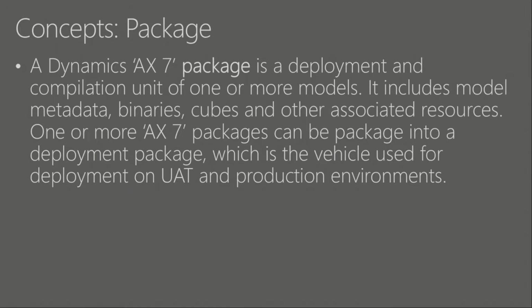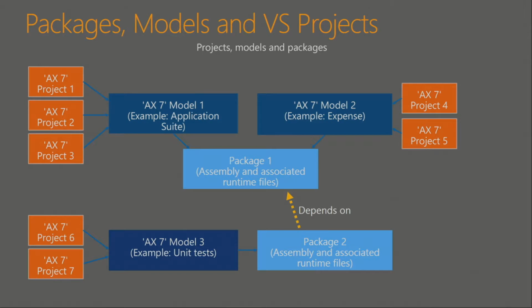You can read it as well as I can, I guess. This one, I think the colors are a little bit better. So just to drive this home, right? We have a model here, and there could be any number of models that fit into one package. So there's a 1 to n relationship here. And there's a 1 to n relationship here as well. A model can be made up of any number of AX projects. And then you package them into packages, which is what get compiled. And then there can exist dependencies between these packages. So a particular package can depend on one or more other packages.